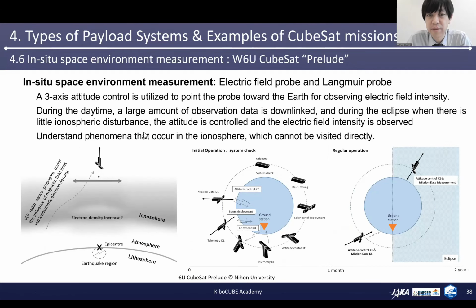After reaching orbit, the extension boom and the solar panel are deployed, and the probe is pointed towards Earth using 3-axis attitude control to observe the electric field intensity. During the daytime, a large amount of observation data is downlinked, and during the eclipse, when there is little ionospheric disturbance, the attitude is controlled and the electric field intensity is observed.